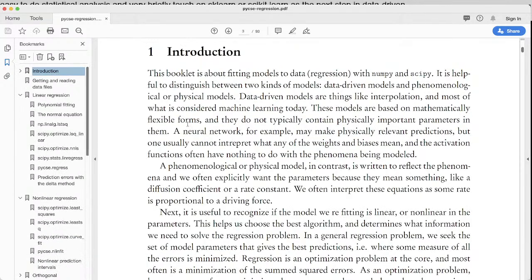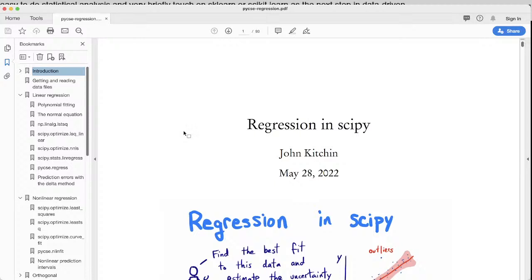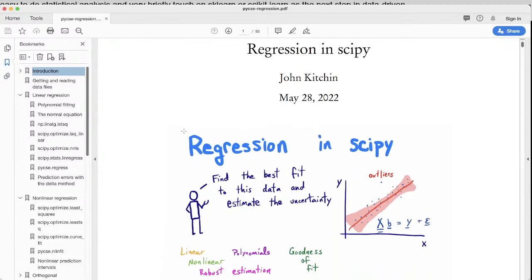All right, so that is it in the new book on regression in scipy. You can find the link to it in the video description. And if you need to do more advanced types of regression, you may find a lot of helpful information in this booklet. The next booklet out will focus on data-driven modeling, which is kind of going deeper into the sklearn framework and thinking about how do we build models from data when we don't know the functional form that we want to use, which is what this book focused on.